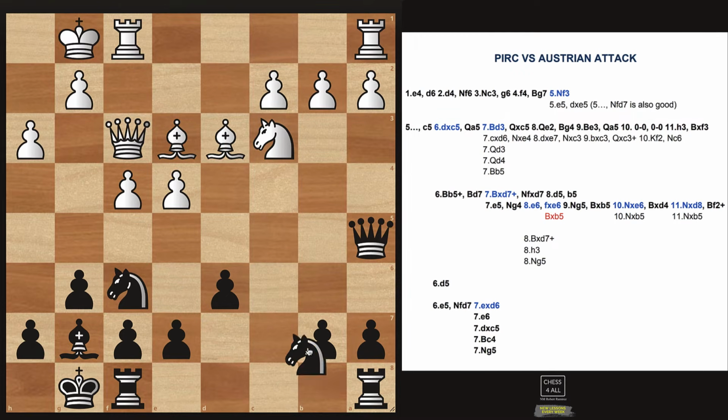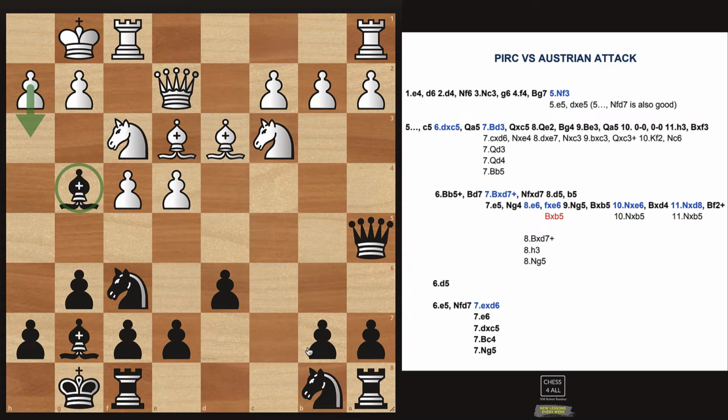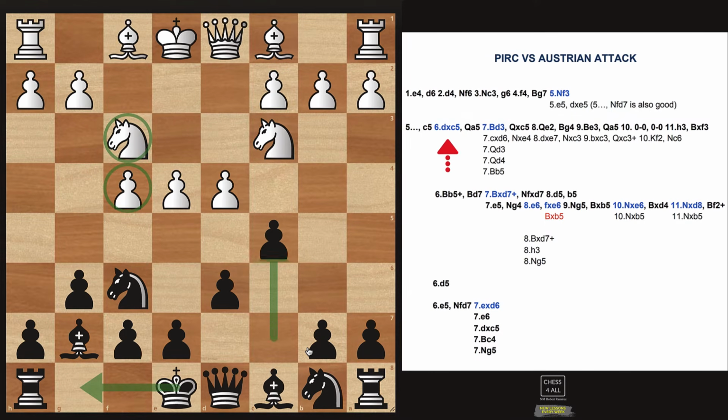So let me go back. This is the main line when they take on c5. Now, again here, we got the Austrian attack. They just did knight f3. I did c5. And we already know what to do if they go d takes e5. Now, if you look down here, you see that instead of doing d takes e5, they could do bishop e5.